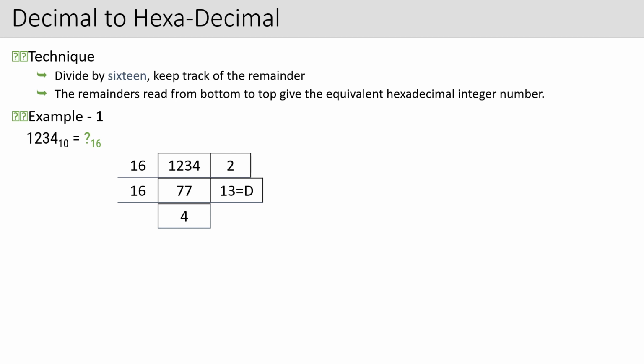Now you divide 77 by 16. If you divide 77 by 16, what do you get? The nearest number is 16 into 4, which gives you 64. So what is the remainder? 77 minus 64 gives you 13. So the remainder is 13.